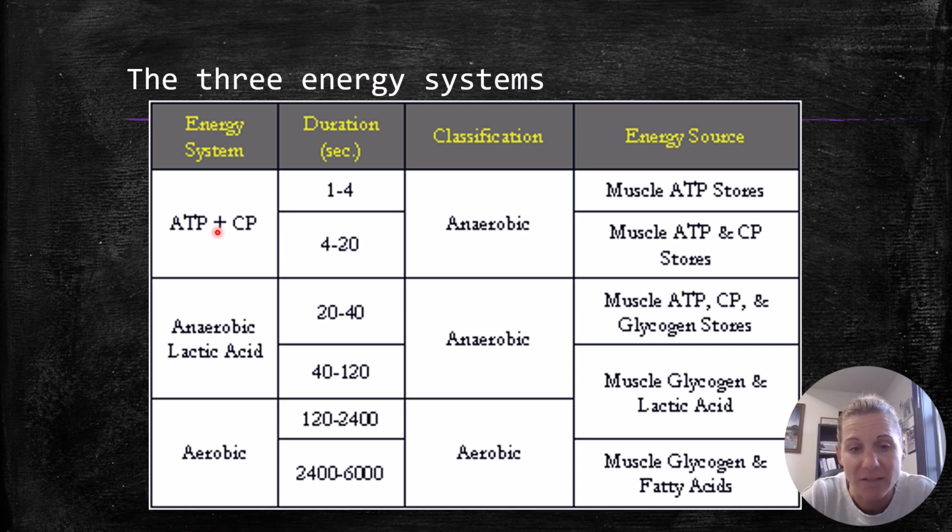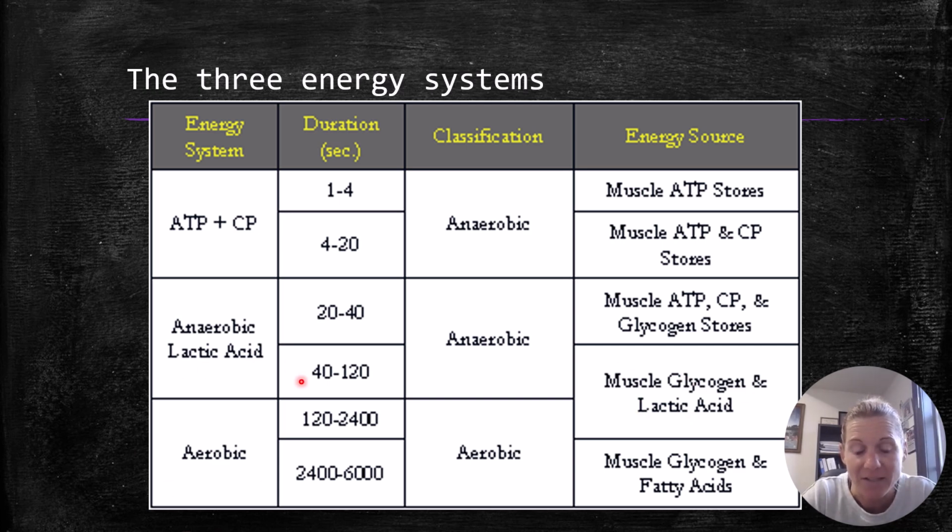Moving to that intermediate system, the lactic acid system will last 1 to 2 minutes in duration. It's going to be a little lower intensity, but still a pretty high intensity. It's anaerobic in nature, which means that it's not going to use oxygen, and we're going to use sugars in order to produce energy in the system, and it will result in a waste product, or a byproduct I should say, of lactate and hydrogen.